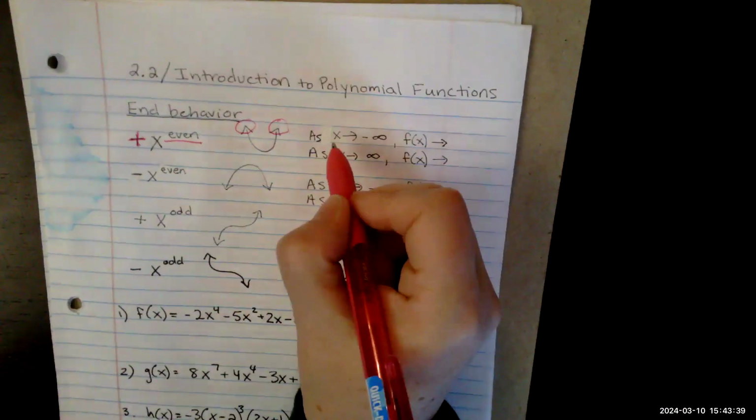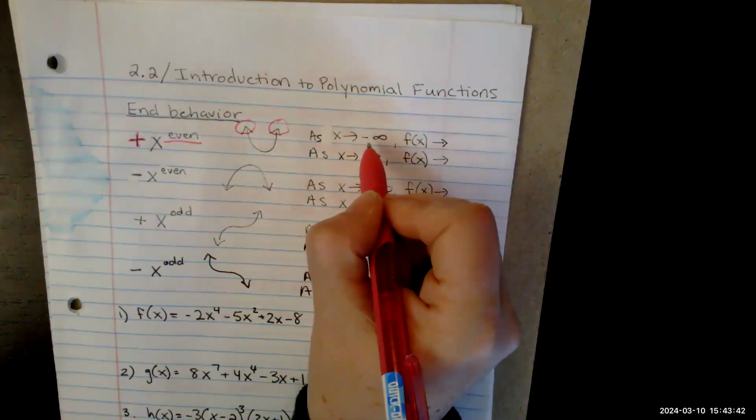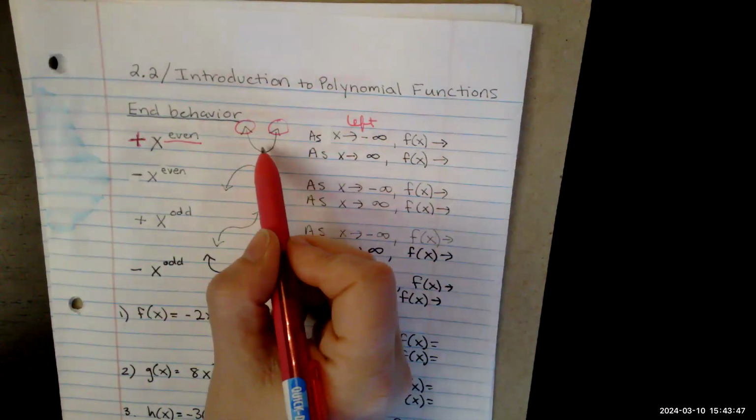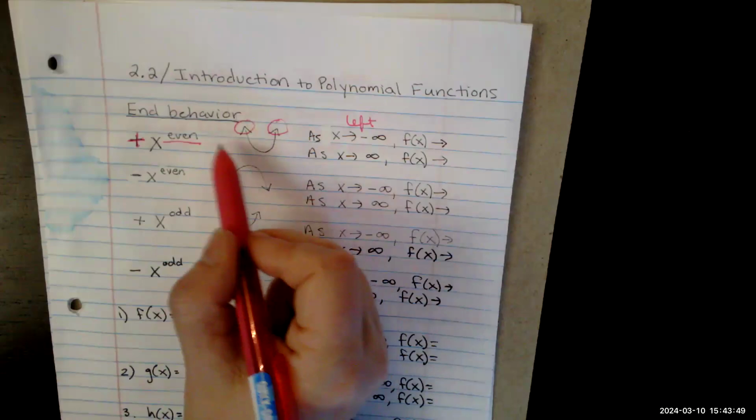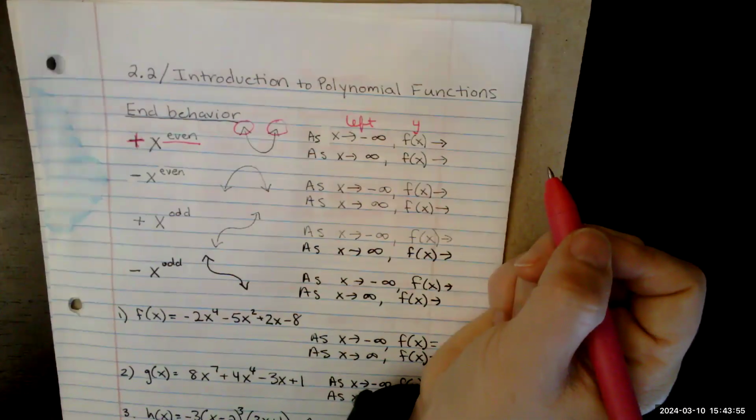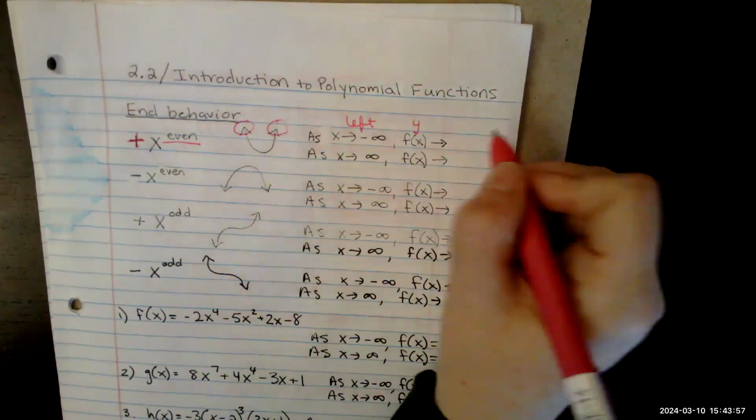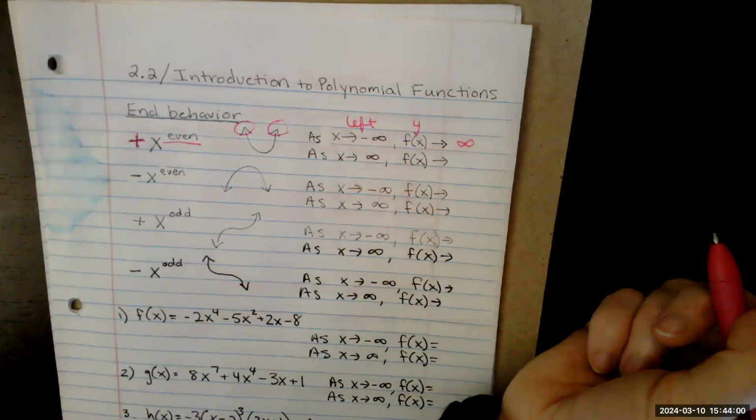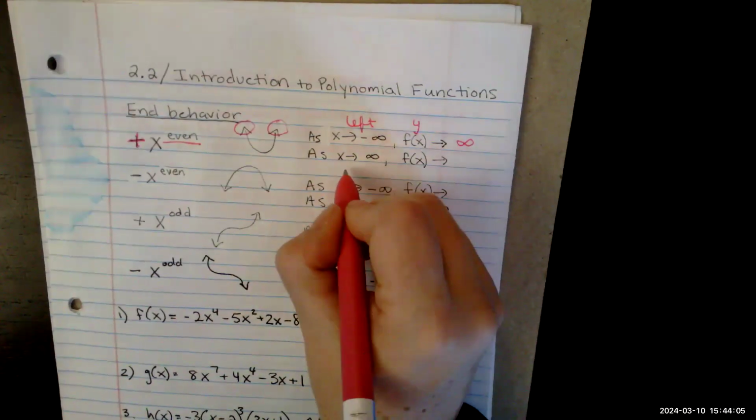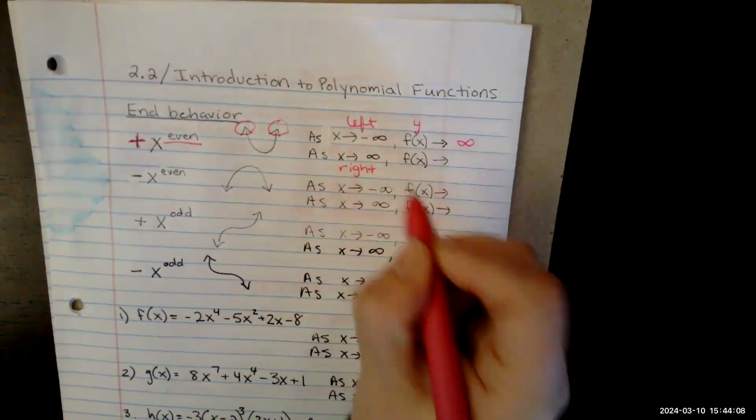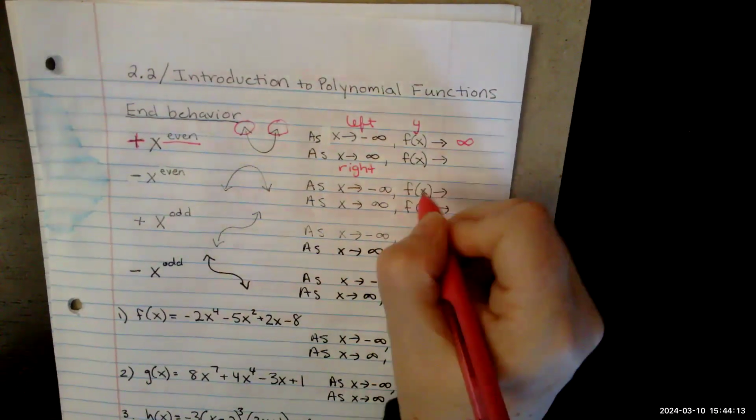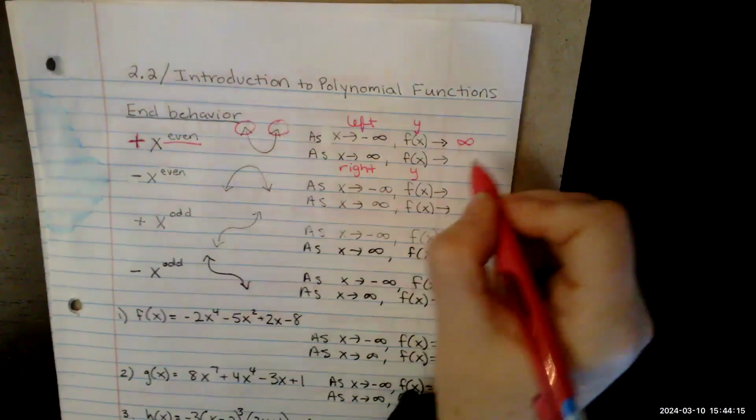So this is how they write it. As x goes to negative infinity, which basically just means left. As we go to the left, where x's go to negative infinity, what is happening with the y value? So is it going up or down? So if it's going up, you say it's going to positive infinity. So as x goes to positive infinity, which basically just means as we look to the right, because that's where the x's get bigger and bigger and bigger, what is happening with the y? It's going up again.